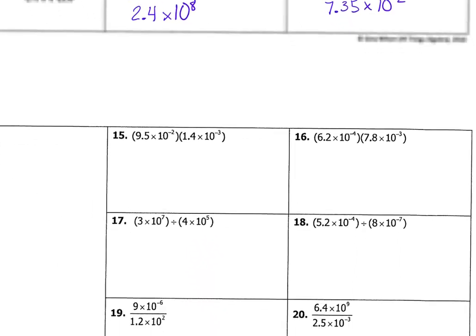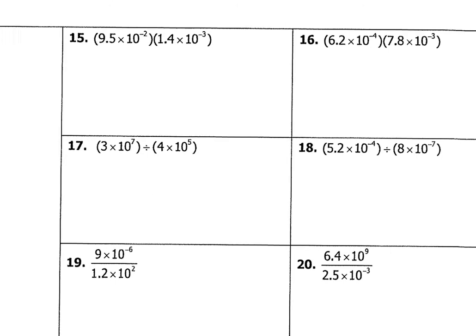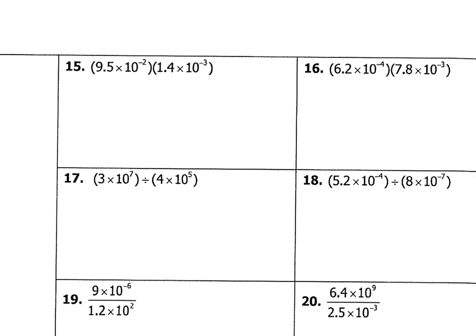All right, we ready for the next page? You have to do all these? Yep. So, Casey, you're going to do 15. Multiply 9.5 times 1.4. Okay, so you're going to write 13.3. You got to show your work. Times 10. Add those exponents together. You get negative what?